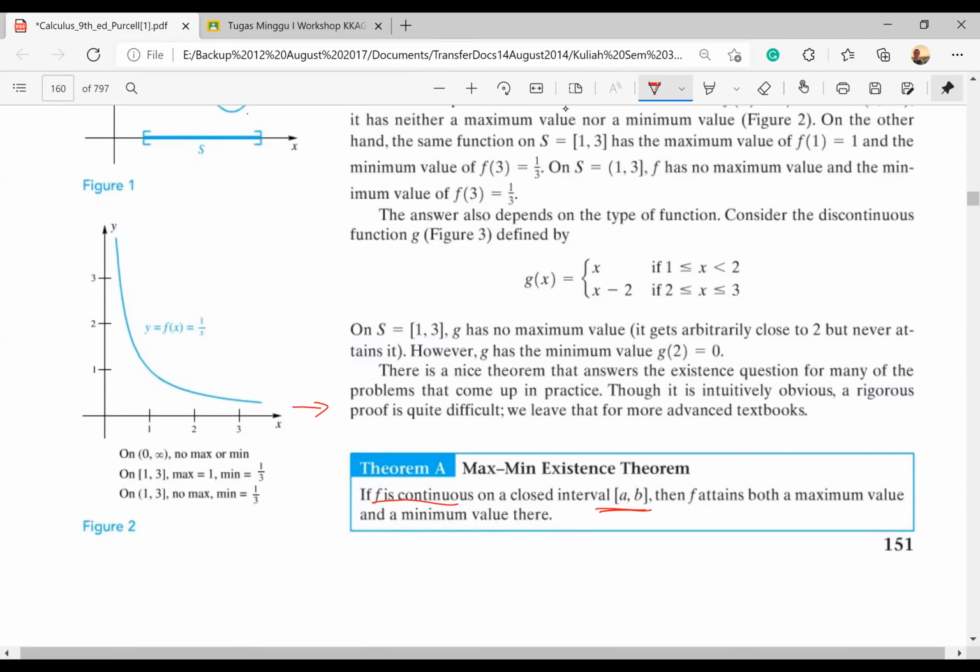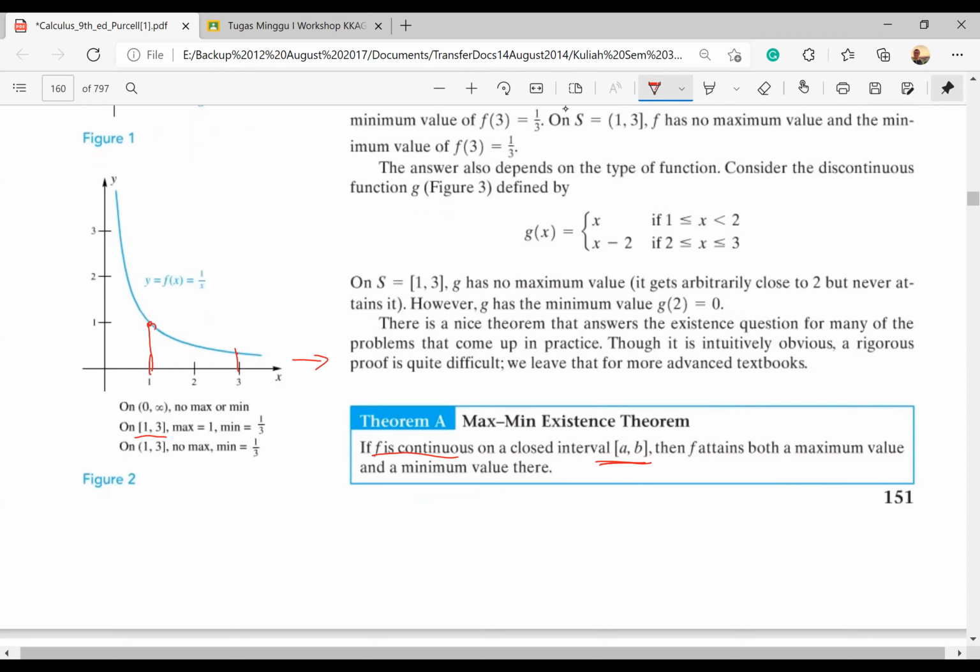However, if you restrict this on, say, [1,3] here, right? Then you have a max here and a min here. So this is a continuous function on a closed interval.